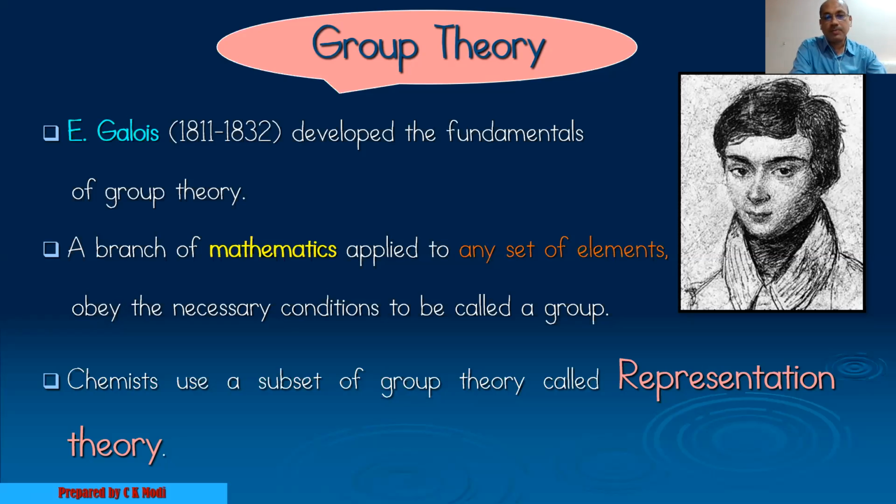Now, the point group consists of all the symmetry elements, and they must satisfy the necessary conditions to be called a group. For example, the C2V point group consists of 4 symmetry elements: E, C2, sigma V XZ, and sigma V YZ. I will discuss these later on. These symmetry elements must satisfy the necessary conditions to be called a group.